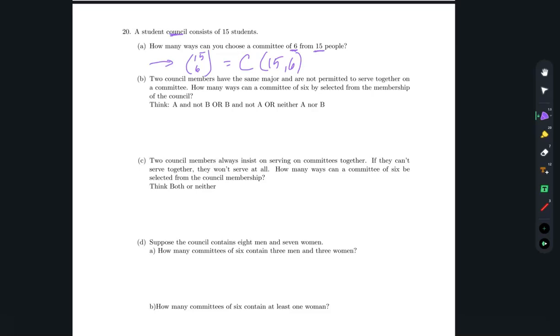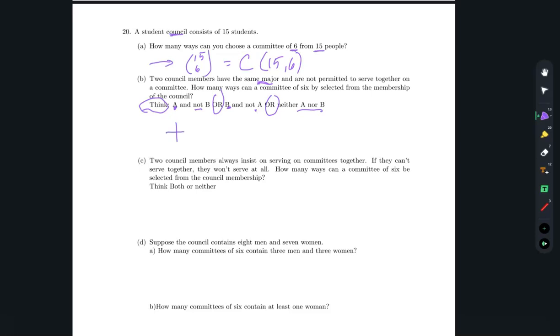Let's add some complications. We've got 2 council members that have the same major and they can't serve on the same committee. So I'm giving you some guidelines here. You can put the first person in, but not the second, or you could put the second person in, not the first, or you can choose neither of those. As soon as you see the word or, you're thinking addition, right?